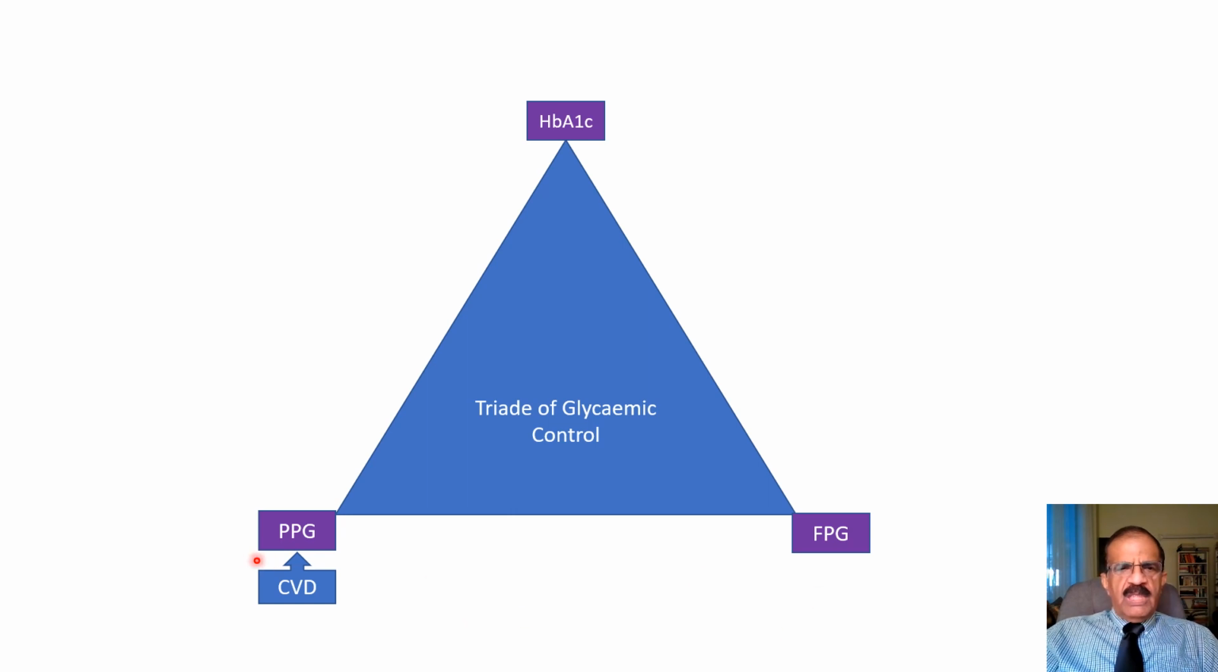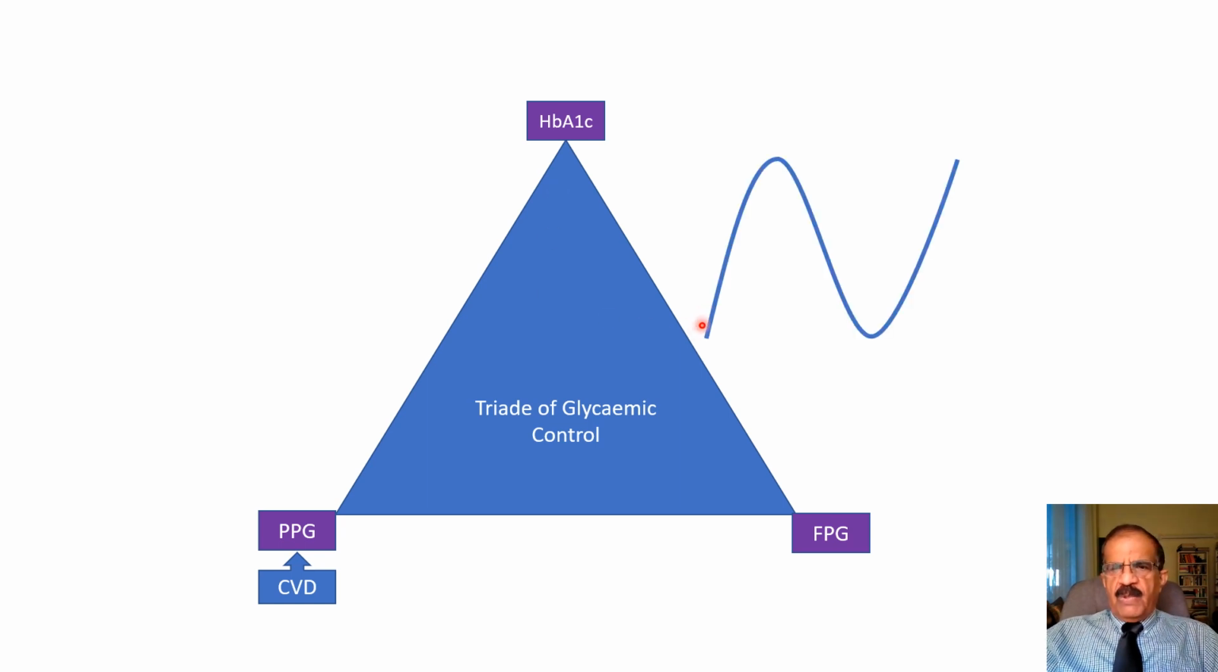Now both of these are collectively represented by hemoglobin A1C, and this is convenient because it can be done at the point of care or just before consultation. The patient can bring the report and it's very convenient. It gives you the average value. But there are some caveats.